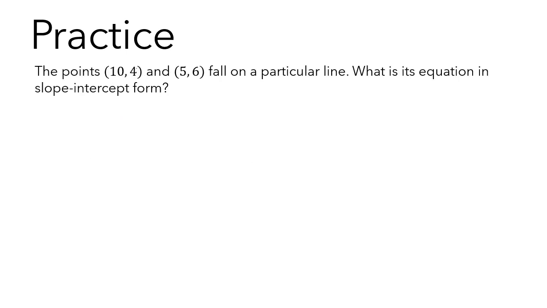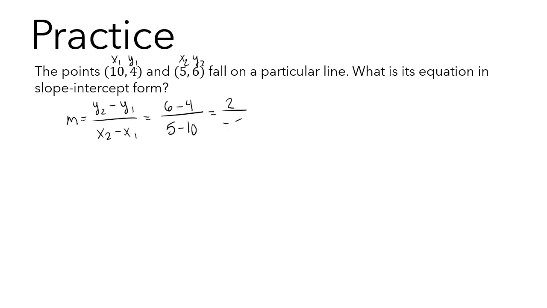Let's try one last example. Points (10, 4) and (5, 6) fall on a particular line. What is its equation in slope-intercept form? In this case, we're not given the slope, so we need to calculate it. Slope equals y2 minus y1 divided by x2 minus x1. Labeling our points x1, y1, x2, y2, we get 6 minus 4 divided by 5 minus 10. 6 minus 4 is 2, 5 minus 10 is negative 5, so our slope is 2 over negative 5.